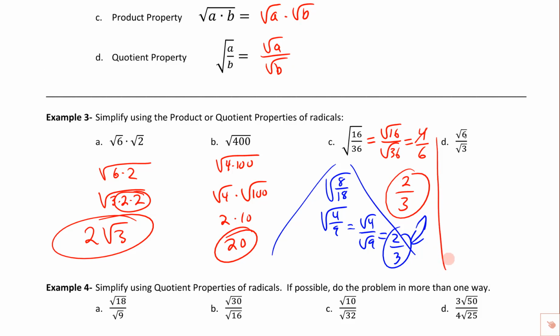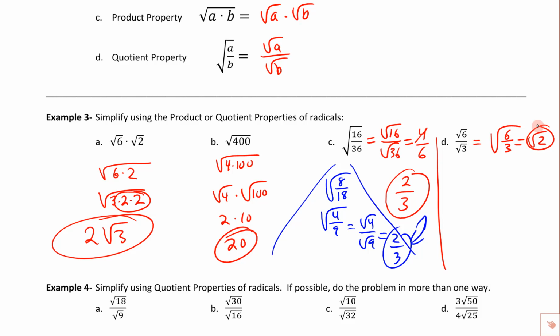So on this one here, notice that we can't simplify radical 6 and we can't simplify radical 3. But look what happens if I put this underneath one radical. I get the radical of 6/3, which is 6 divided by 3 is 2. So it's just radical 2. That is the answer. We're done with that.